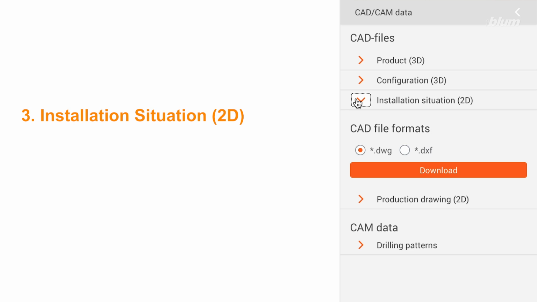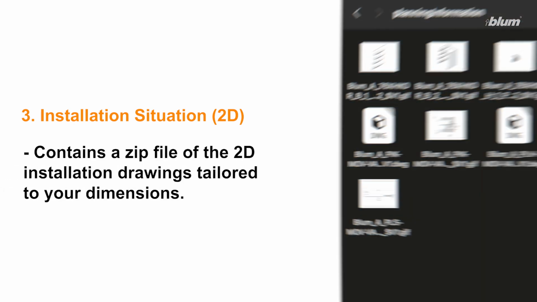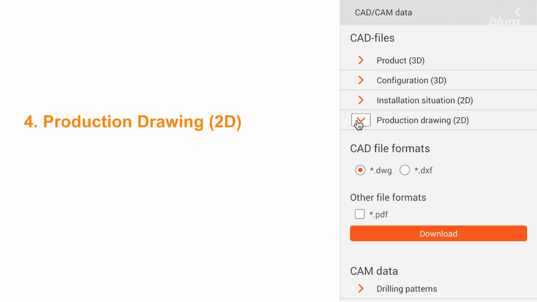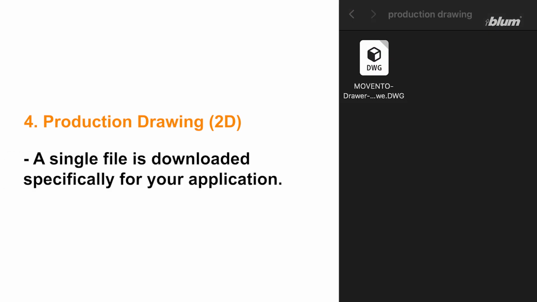3. Installation Situation 2D. This gives you a zip file that contains the 2D installation drawings tailored to your application's dimensions. 4. Production Drawing 2D. With this option, you get a single file download specifically designed for your application dimensions.